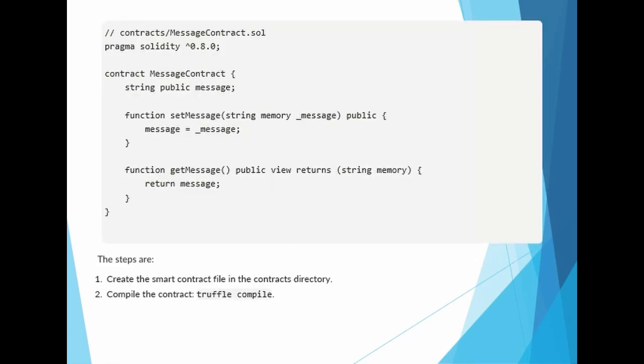The steps to write and compile a smart contract file are to create the smart contract file in the contract directory and then use the truffle compile command to compile the project. It is necessary that the smart contract be in the contract directory.